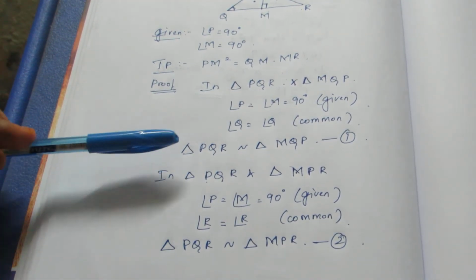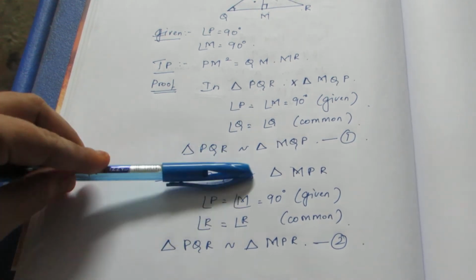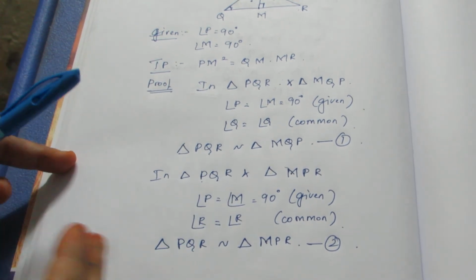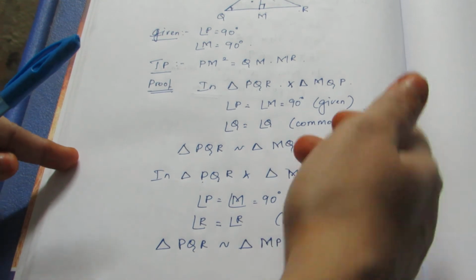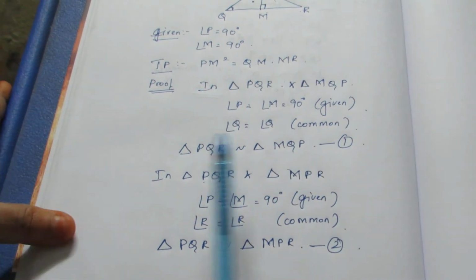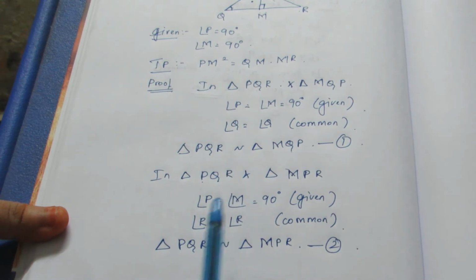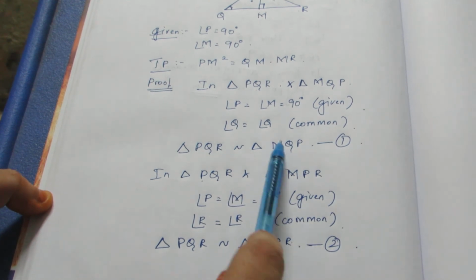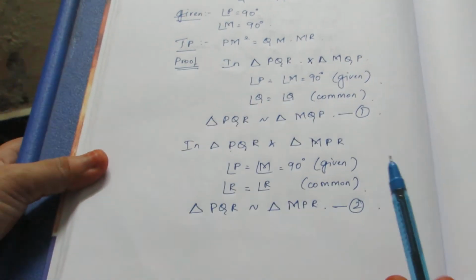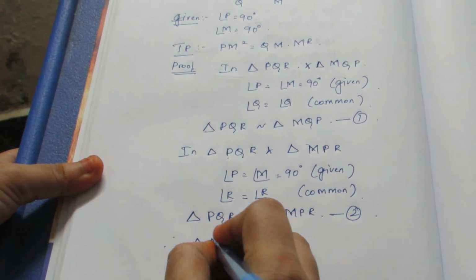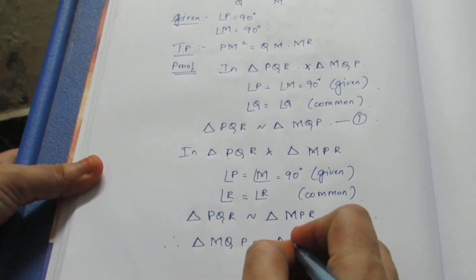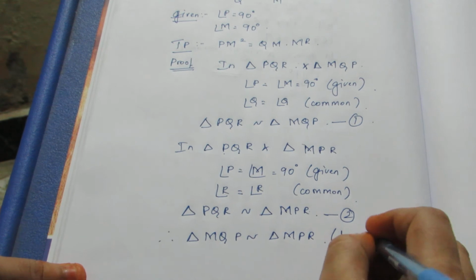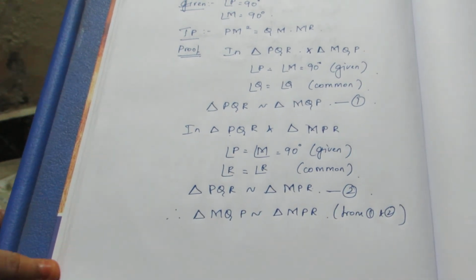Now you check your first one and the second one. Triangle PQR is similar to triangle MQP, and PQR is similar to MPR. That means the bigger triangle is similar to both the smaller triangles, so these two smaller triangles will be similar to each other. Therefore triangle MQP is similar to triangle MPR from 1 and 2.